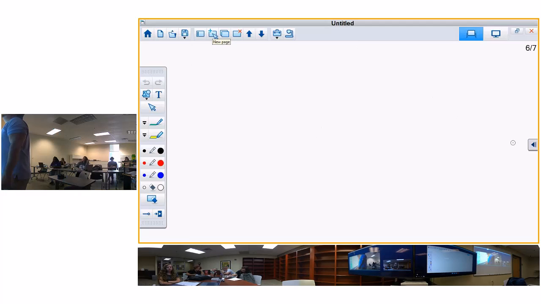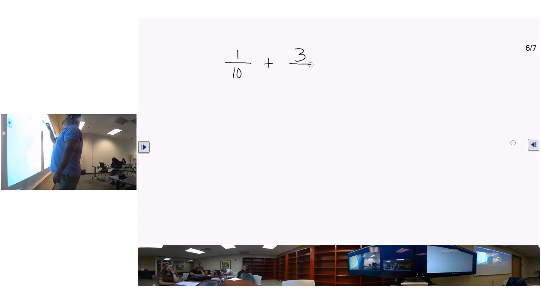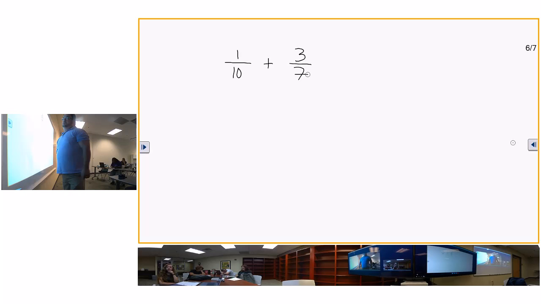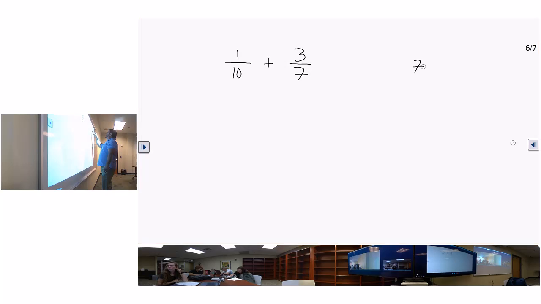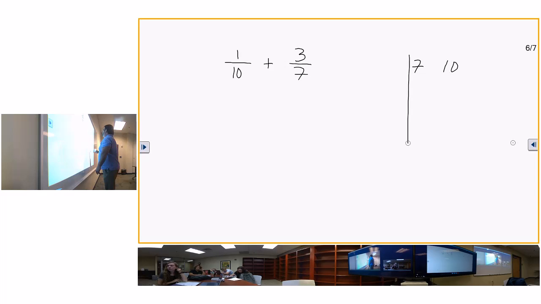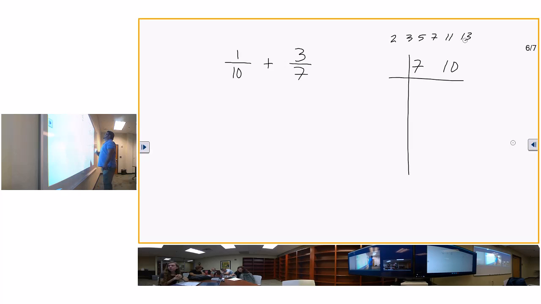So let's do 1/10 plus 3/7. Okay, find your common denominator. Now I mean it with prime factorization. I don't want you to think, because that's where some of y'all get in trouble. 7 and 10. 2, 3, 5, 7, 11, and sometimes 13.